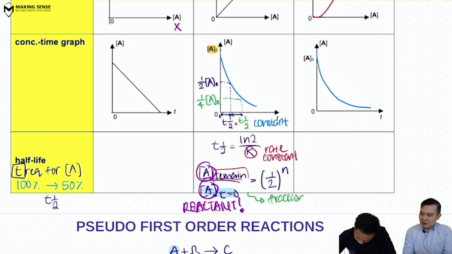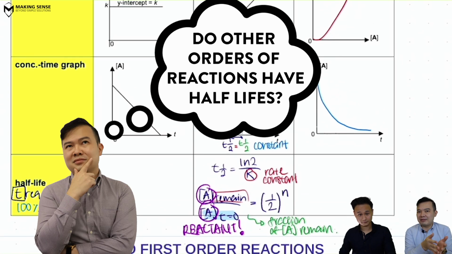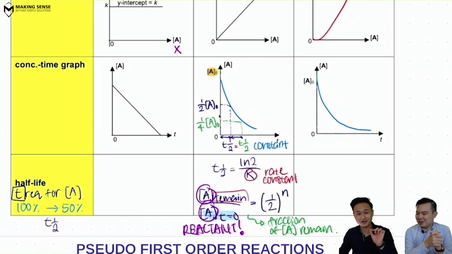Great. Now, Mr. Tim, can I throw you a question over here? Go ahead. For first order reactions, we are looking at half-lives, right? Does that mean that only first order reactions have half-lives? Other orders got half-life or not? Well, that sounds so fishy. Of course there is half-life.